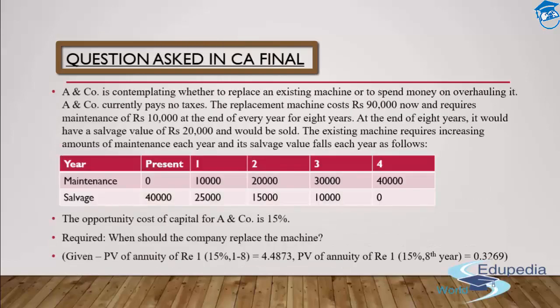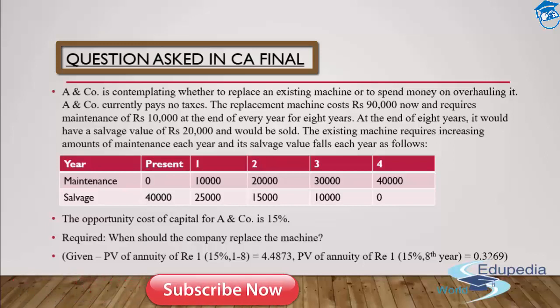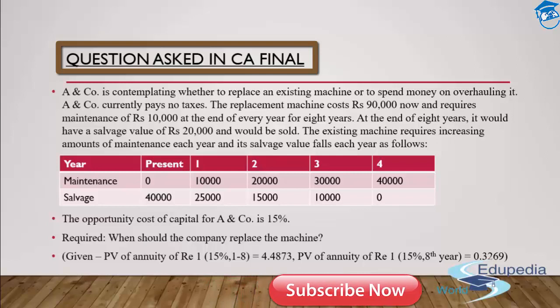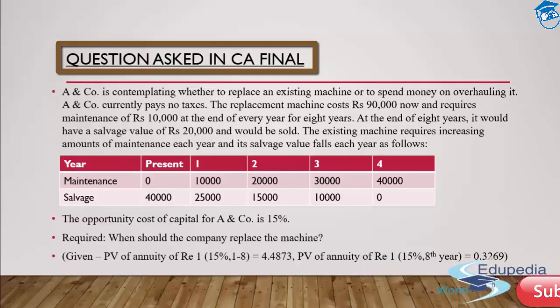So again, this question has been asked in the CA final examination, and it says AN company is contemplating whether to replace an existing machine or to spend some money on overhauling it. AN company currently pays no taxes at all. The replacement machine will cost them rupees 90,000 now, and it will require an annual maintenance of rupees 10,000 at the end of every year for 8 years. At the end of 8 years, it would have a salvage value of 20,000 rupees and would be sold.